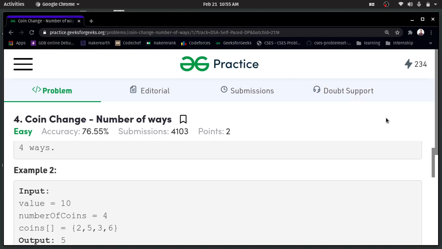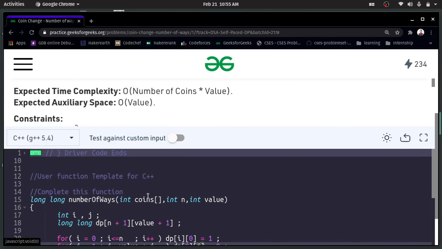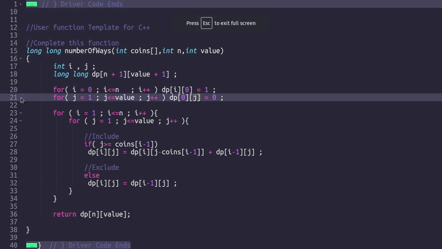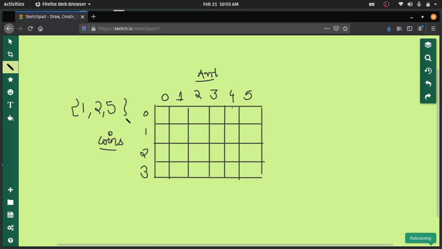So, how can we solve this problem? This problem can be solved by using dynamic programming. A typical dynamic programming code is written over here. First of all, we have declared two variables, int i and j, for the for loop, and then we have declared a two-dimensional DP array with the value and the number of coins. In this line, we have declared an array like this. This represents the amount and this represents the coin.